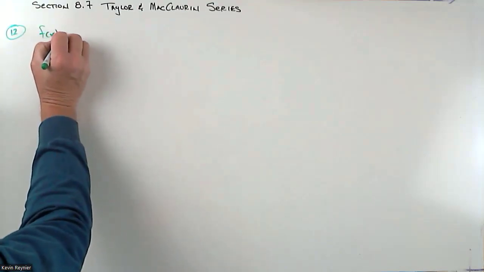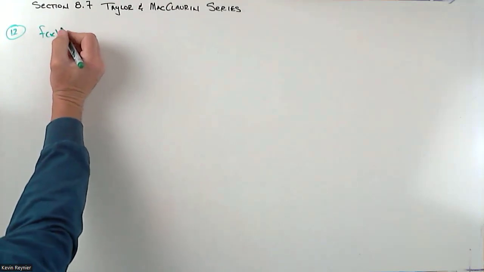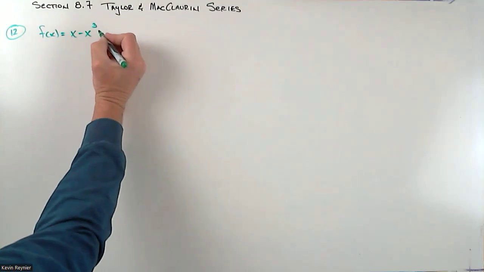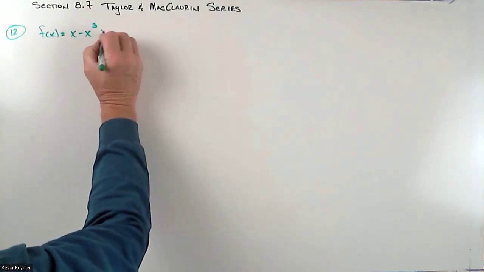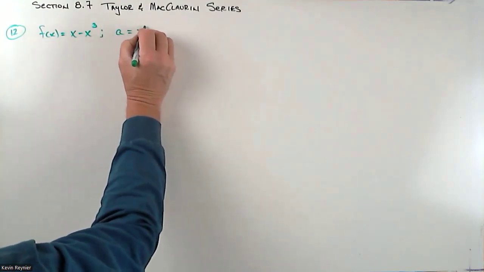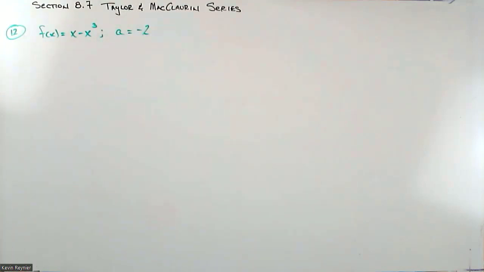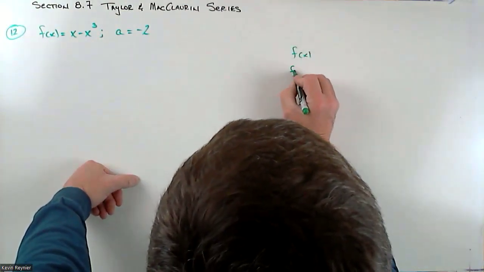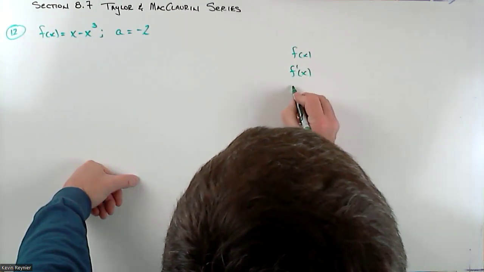So in question 12, they give us a function. They just give us a polynomial. It's a third degree polynomial. It's x minus x cubed. And they tell us they want a to equal negative 2. So we want a power series expansion for this with a equals negative 2. So we come off to the side and we start with f of x, and then we start our chain of derivatives.